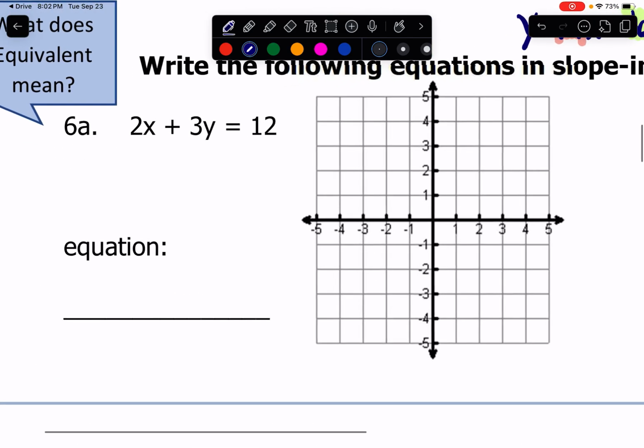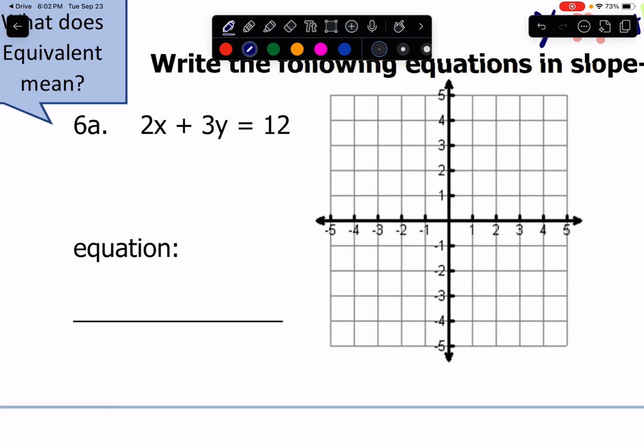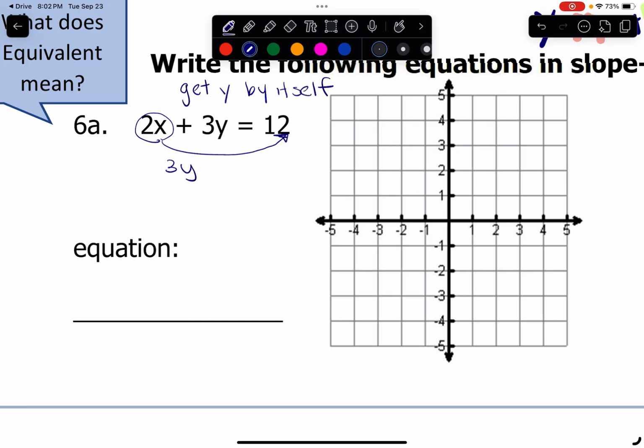So to get this equation in slope-intercept form, that means we need to get y by itself. So let me write that down. Get the y by itself. All right, so if I want to get the y variable by itself, that means I need to move this 2x to the other side of the equation. So we've got 3y is going to stay there, is equal to, we've got 12. To move the 2x over, I'm going to subtract 2x to both sides. Now, I can't actually subtract the 12 and the 2 because they're not like terms. So it just stays 12 minus 2x.